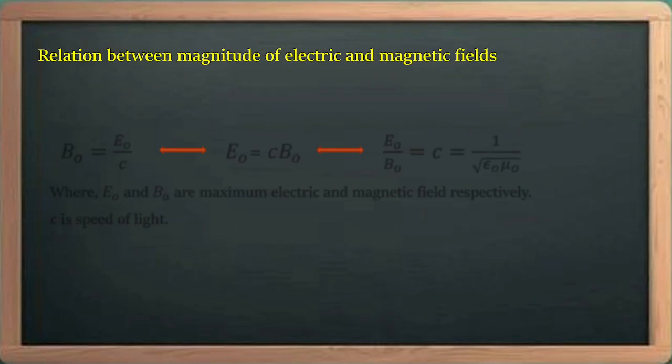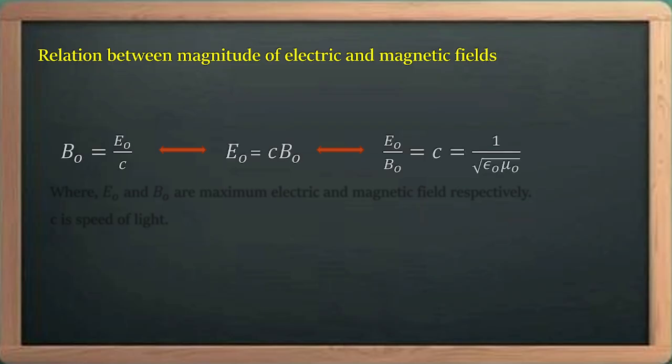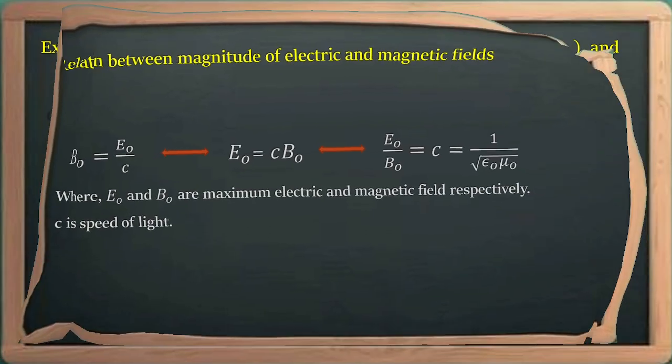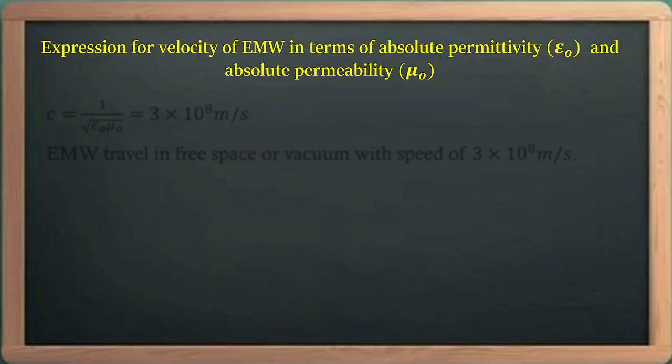Then we have the relation between the magnitudes of electric and magnetic fields. That is given by B naught is equal to E naught by C, right? E is equal to BC. So E naught by B naught is also called C, and C is equal to 1 divided by square root of mu naught into epsilon naught. Next, expression for speed of light in terms of absolute permittivity and absolute.